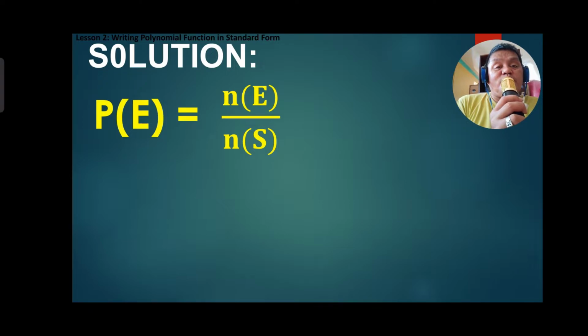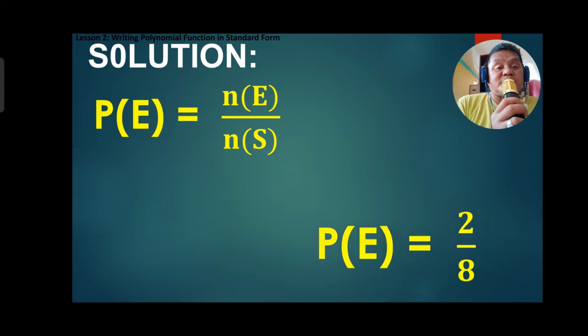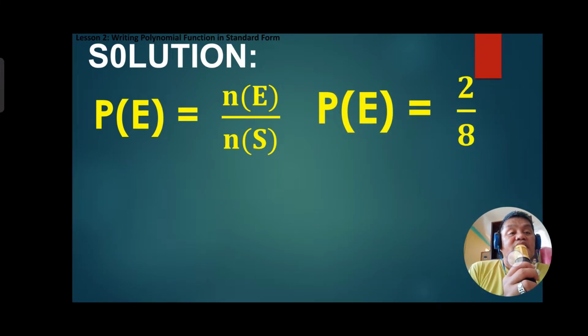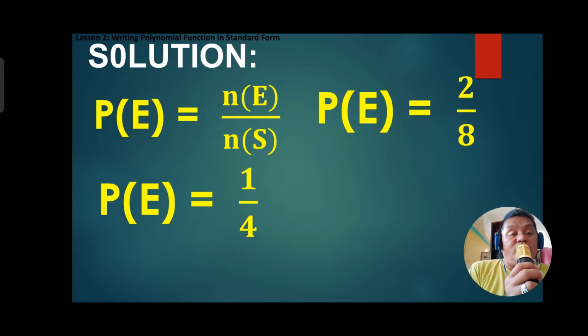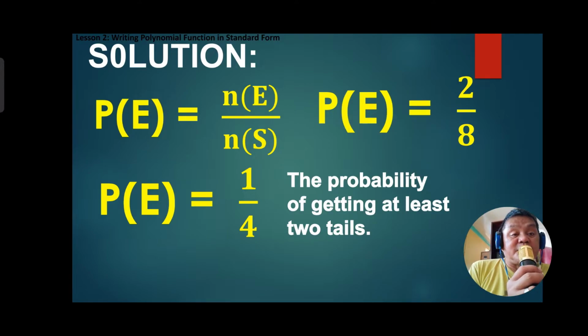We're going to use, again, the formula: the probability of an event is equal to the number of outcomes in the event all over the number of outcomes in the sample space. So the number of outcomes in the event is equal to 2, and the number of outcomes in the sample space is equal to 8. So we have 1/4. This is the probability of getting at least two tails. So the probability is equal to 1/4.